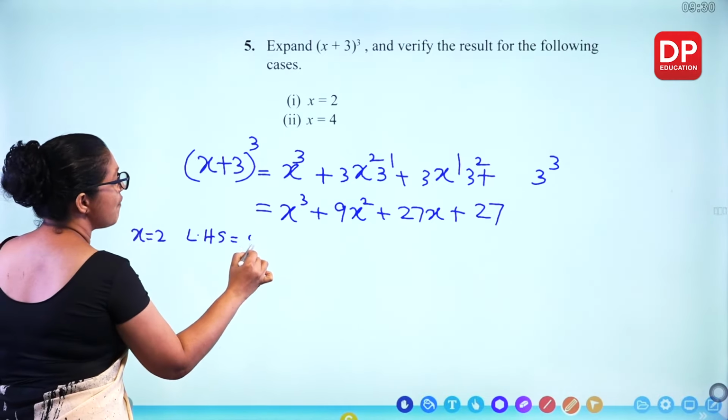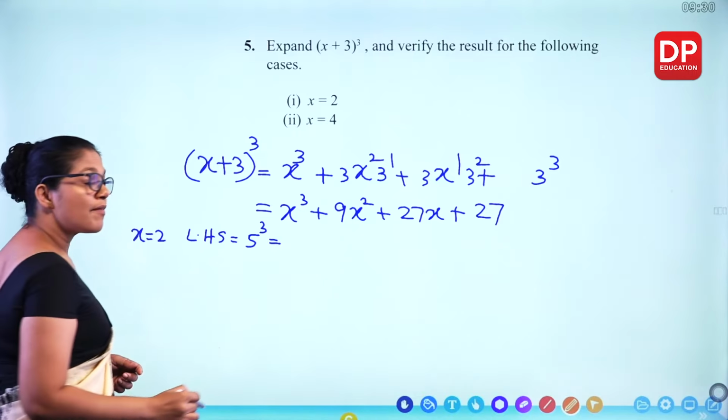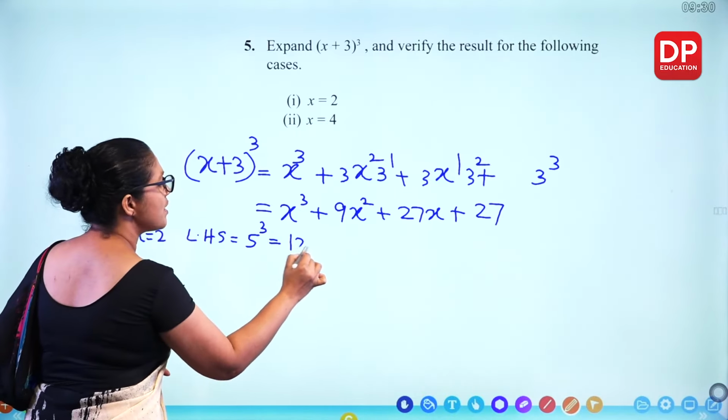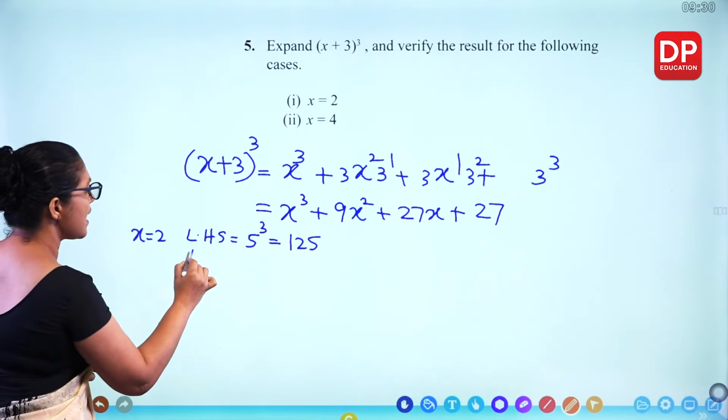2 plus 3, 5. 5 to the power 3. So what is the answer? 5 to the power 3 is 125. What's the right hand side value?